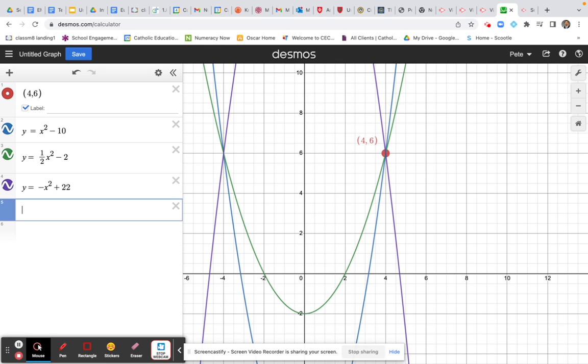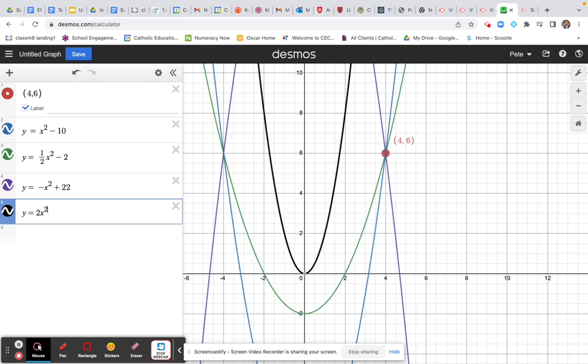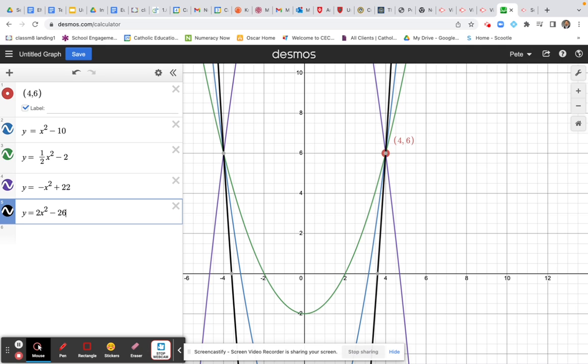So again, there's loads and loads of different ones we could do. Y equals 2x squared is going to be a fairly big number. 4 squared is 16. 2 times 4 squared is 32. What do we have to minus? 32 minus what gets us back to 6? 26. Oh, that's not right. Minus 26. And again, that gets us through.